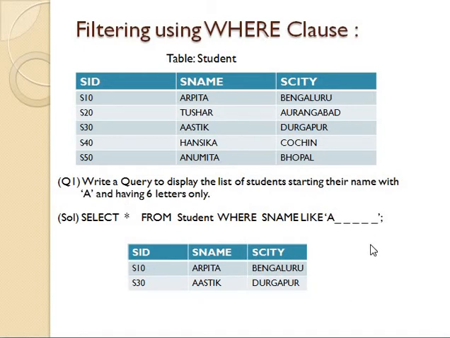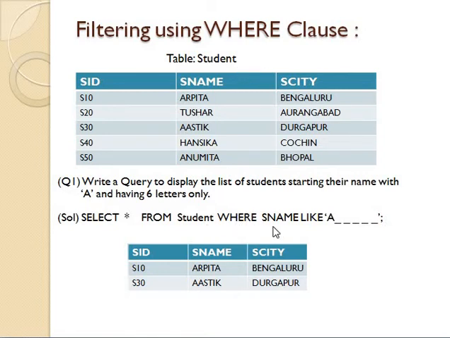Now consider this example as shown in this slide. It is asking for a query to display the list of students with their name starting with the alphabet A and having 6 letters only. So for that, I'm writing the query as select * from student to extract all the column names, that is SID, SName, and SCity. I prefer to use this asterisk symbol just to extract all the column names, okay? That is SID, SName, and SCity from this table student.